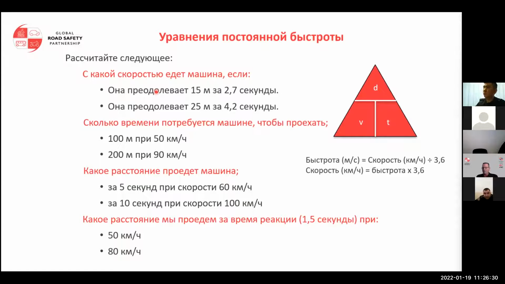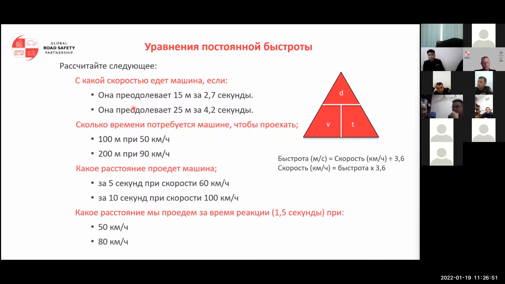The question reads, what speed is a car traveling at? And the first one is if it travels 15 meters in 2.7 seconds. So what have we been told? We're asked for speed. And there's a trick here. For us, speed is kilometers per hour. Our equations give us velocity in meters per second. So we're going to have to do some converting. But first, let's do our mathematics.